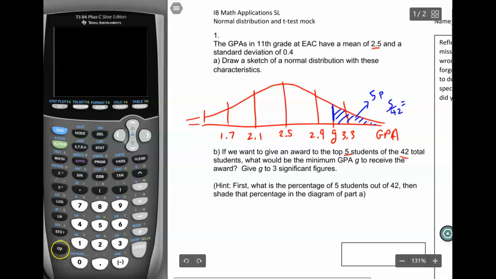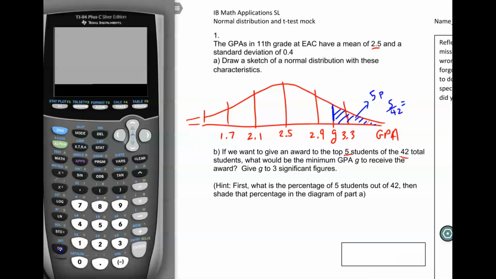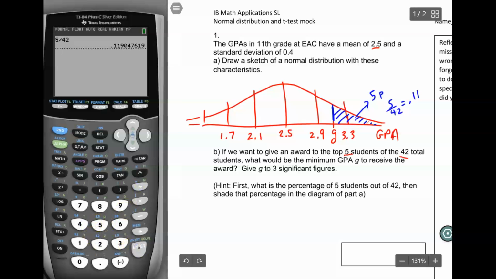So let's take the calculator and figure that out. What is 5 divided by 42? That gives us the percentage. It turns out to be 11.9%. I'm just going to write the decimal. So it's 0.119. By the way, here the hint says, first, what is the percentage of 5 students out of 42? It's 11.9%. Shade the percentage in the diagram, part A. Okay, and so that is a hint to figure out what G is.